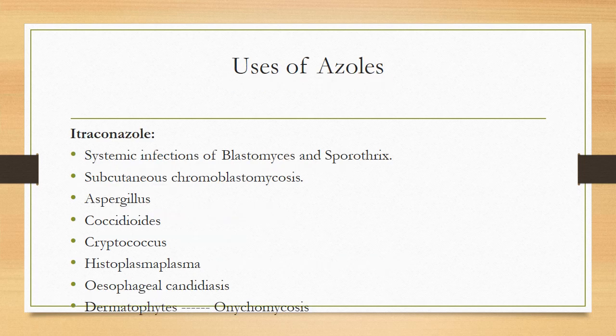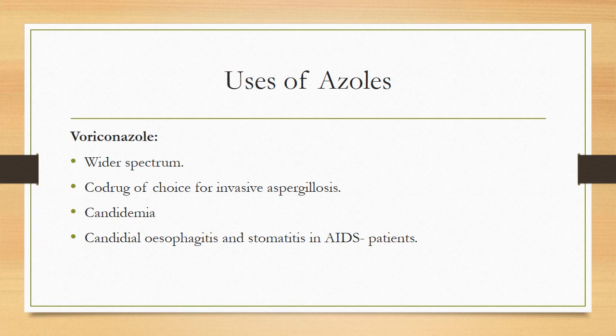Uses of itraconazole are systemic infection of Blastomyces and Sporothrix, subcutaneous chromoblastomycosis, Aspergillus, Coccidioides, Cryptococcus, Histoplasma, esophageal candidiasis, and dermatophyte onychomycosis. Uses of voriconazole. It has a wider spectrum, core drug of choice for invasive aspergillosis, candidemia, and candidal esophagitis and stomatitis in AIDS patients.